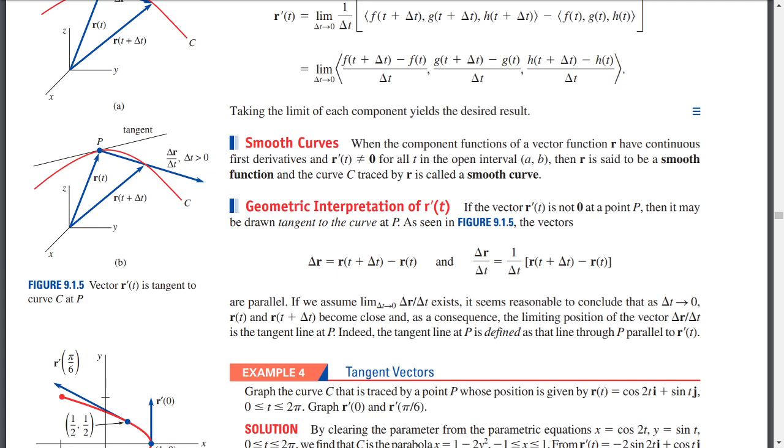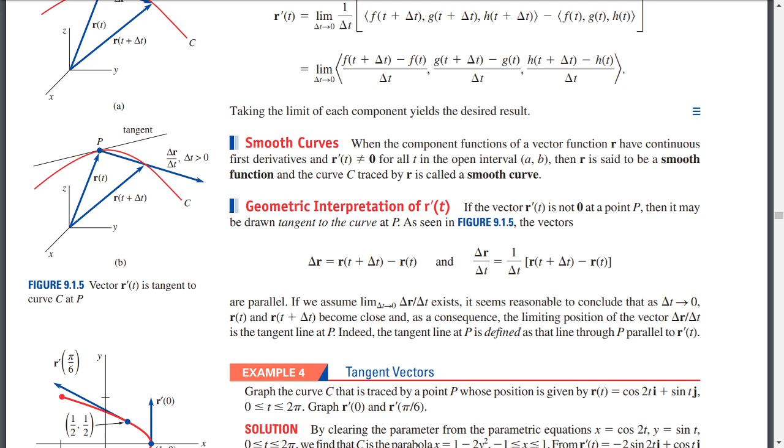When the component functions of a vector function r have continuous first derivatives and r dash of t is non-zero for all t in the open interval a comma b, then r is said to be a smooth function, and the curve traced by that function is called the smooth curve.